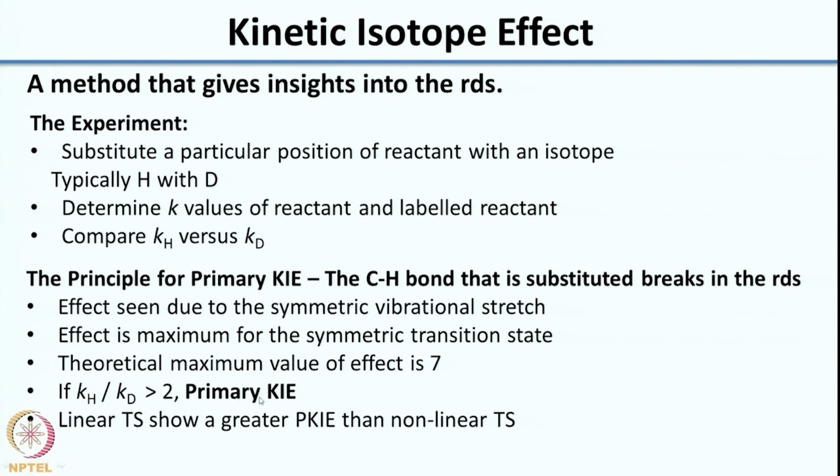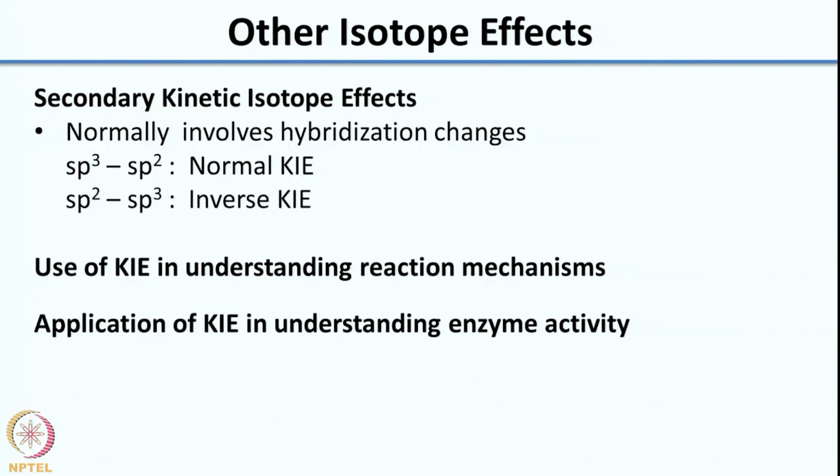That means that your CH bond is breaking in the rate determining step. And we also saw that a linear transition state shows a greater primary kinetic isotope effect than a non-linear transition state. We also looked at other isotope effects. So, we looked at secondary kinetic isotope effects.